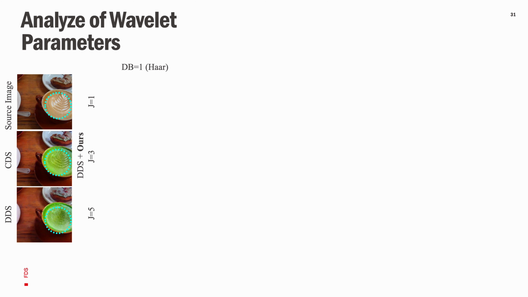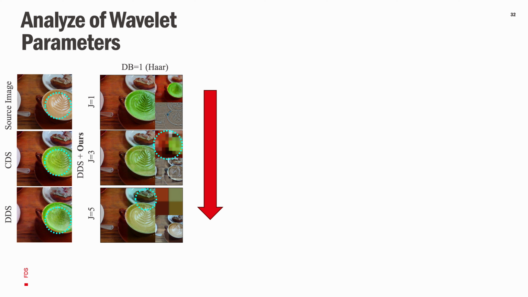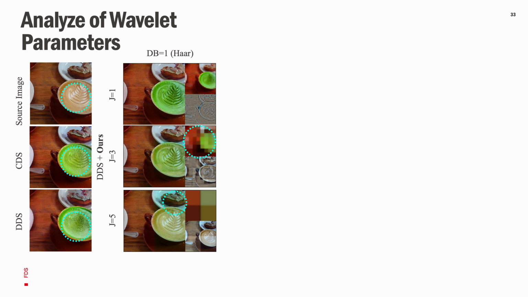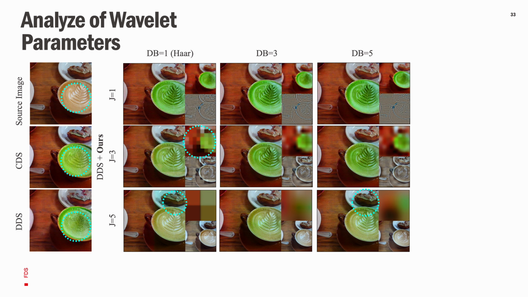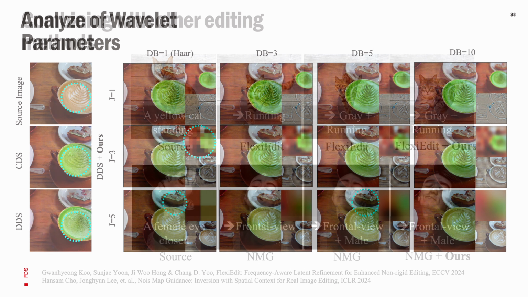We also take a closer look at how the parameters of wavelet transform affect our results. Specifically, we focus on two aspects: the wavelet level, J, and the filter index, dB. When dB equals 1, this corresponds to the Haar wavelet, which is good at capturing edge transitions. We notice that increasing J leads to a lower resolution in the low-frequency subband. As the dB index increases, the filters become smoother, which helps reduce mosaic artifacts when the J value is large.